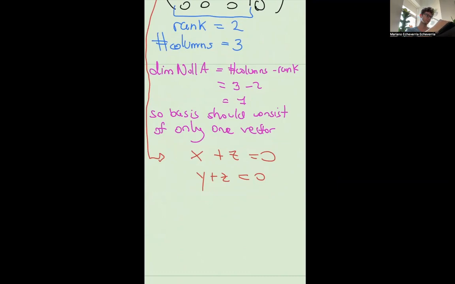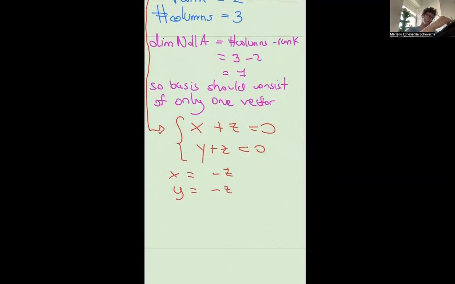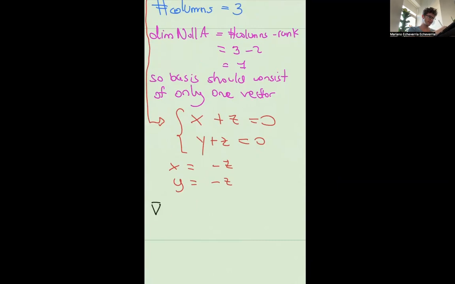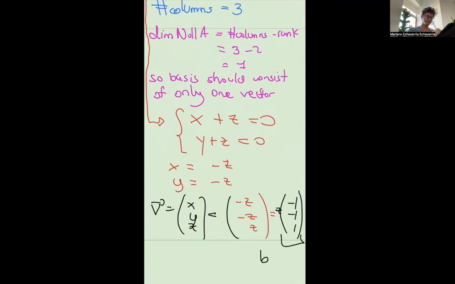Okay. So everything ends up being in terms of z, and the vector x, y, z is just minus z, minus z, z. So this is just z times (-1, -1, 1). And so this is the basis.